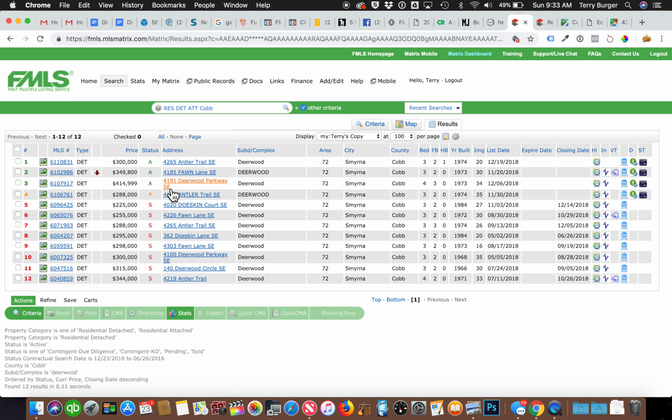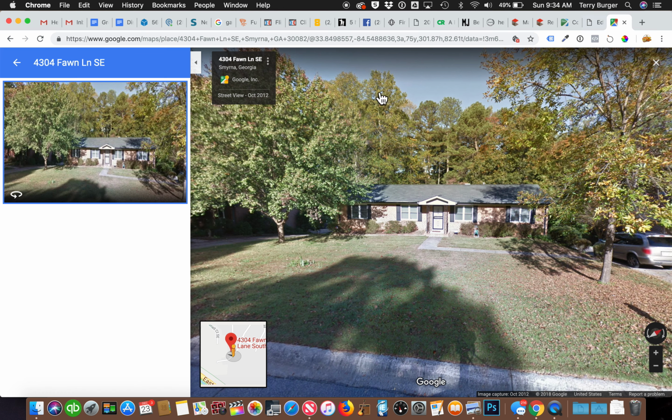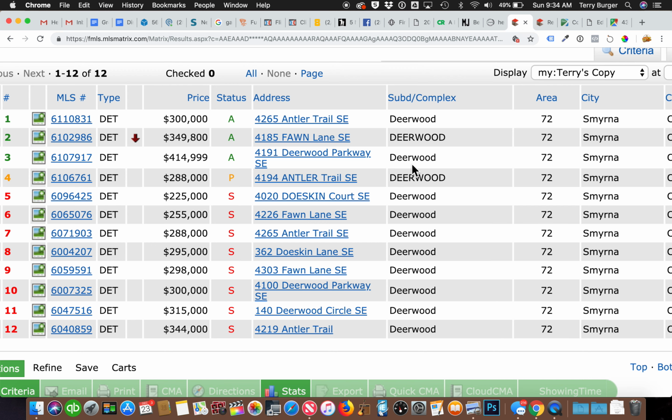And you can see that the solds here, let me zoom in a little bit. The solds are anywhere from 344 all the way down to 225. So what we want to understand is, if we're looking at our comp over here at 4304 Fawn Lane, which one of these houses in this neighborhood shows us kind of a current condition value? Well, normally you're going to take the lower price point, right?